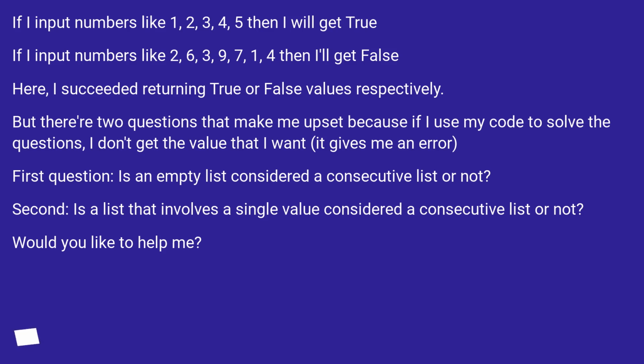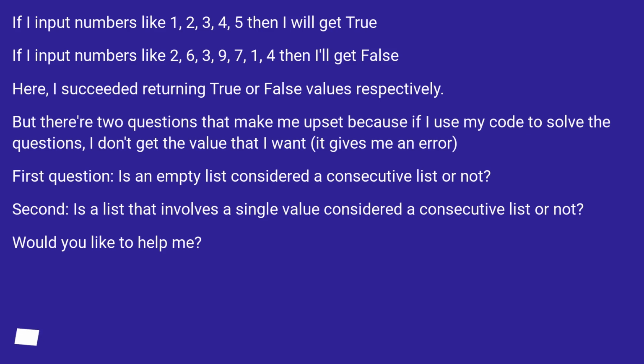If I input numbers like 1, 2, 3, 4, 5, then I will get true. If I input numbers like 2, 6, 3, 9, 7, 1, 4, then I'll get false. Here, I succeeded returning true or false values respectively.